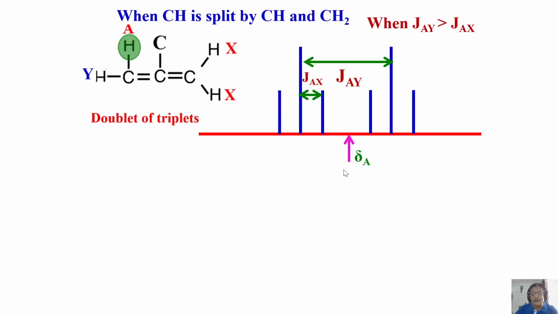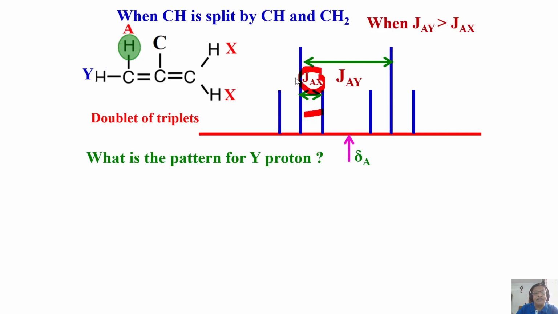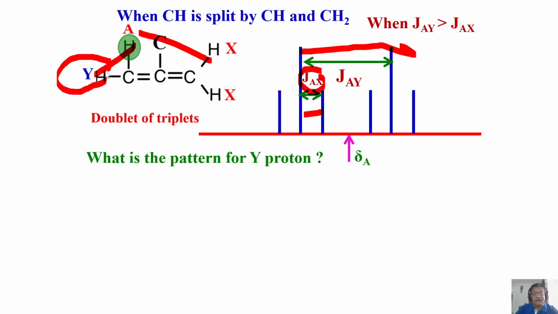And again, the center will give you the chemical shift, and the largest separation here gives you this coupling, and each line of this splits into a triplet, and the separation of the adjacent lines here gives you this coupling. This large coupling gives you the AY coupling. Now what is the pattern for the Y proton? Another interesting thing: I looked at A. If I look at Y, what will happen?